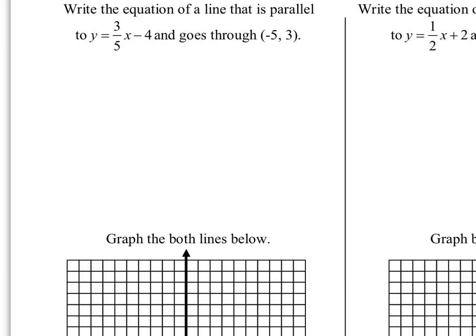So this is very similar to what we did 2 days ago, except instead of being given a y-intercept, we're given a point. So remember, we can't plug that point directly into our y equals mx plus b. So the first thing that we need to see is we need to write an equation that is parallel to y equals 3/5 x minus 4. What's going to be the slope of this equation that we are writing? If it is parallel to y equals 3/5 x minus 4, what is the slope going to be?